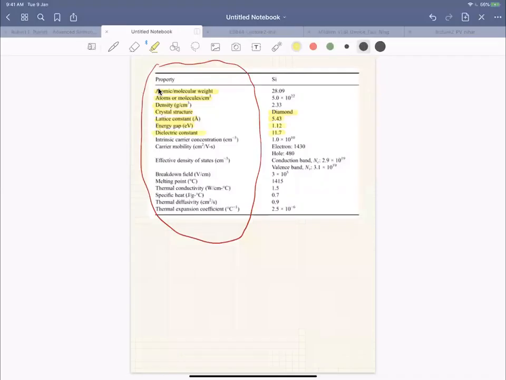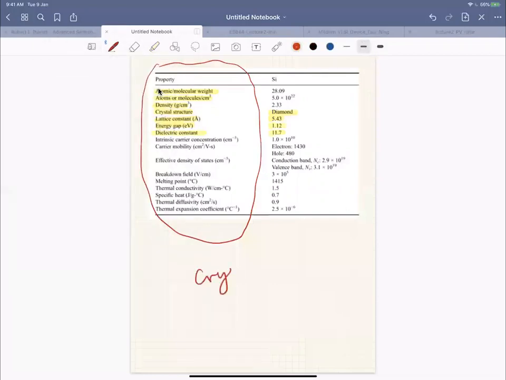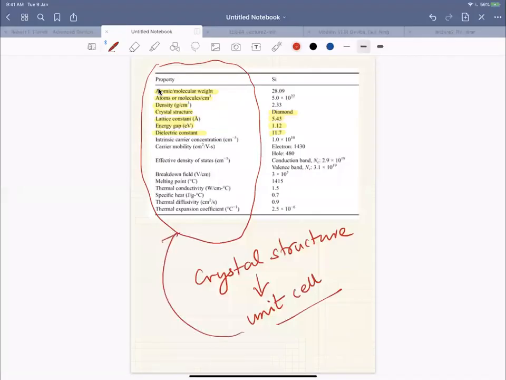All those properties that have been listed here depend on the crystal structure of silicon. That's the reason we started with the crystal structure. And not only the crystal structure, if you know the unit cell of silicon, you could get all those properties by simulating the unit cell. If you do ab initio simulation like density functional theory, you could get all those properties, like band gap, mobility, intrinsic carrier concentration, all of those things.